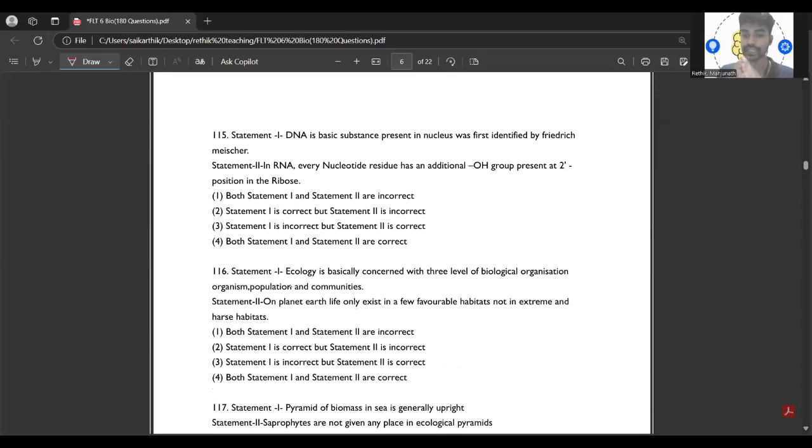So coming to 115, again statement one says that DNA is the acidic substance present in the nucleus and was first identified by Friedrich Miescher. Statement two says that in RNA, every nucleotide residue has an additional OH group present at the 2' position in the ribose. Remember, they are always acidic substances present in the nucleus and were first discovered by him. Statement 2 is correct. So according to that, statement 1 is incorrect and statement 2 is correct.